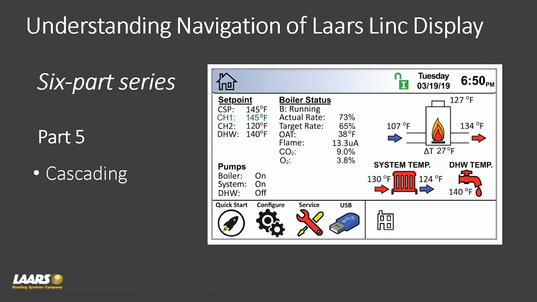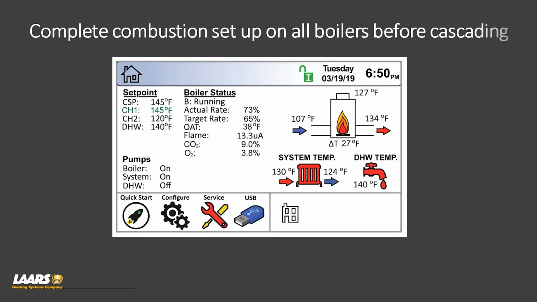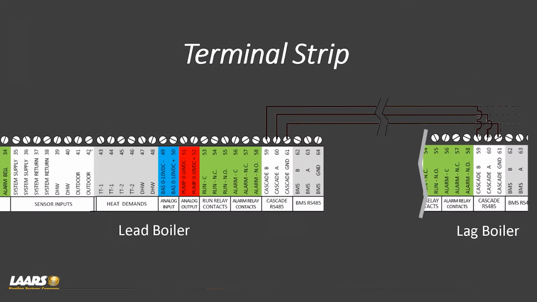Welcome to part 5 of the 6-part series. Here we'll cover cascading. Complete combustion setup on all boilers before cascading the boiler bank. Here I'm showing an example of a terminal strip. Terminal strips may be a little different as far as the numbering, for example OmniTherm versus MagnaTherm. However, for the example, I took an image and put it in the presentation.